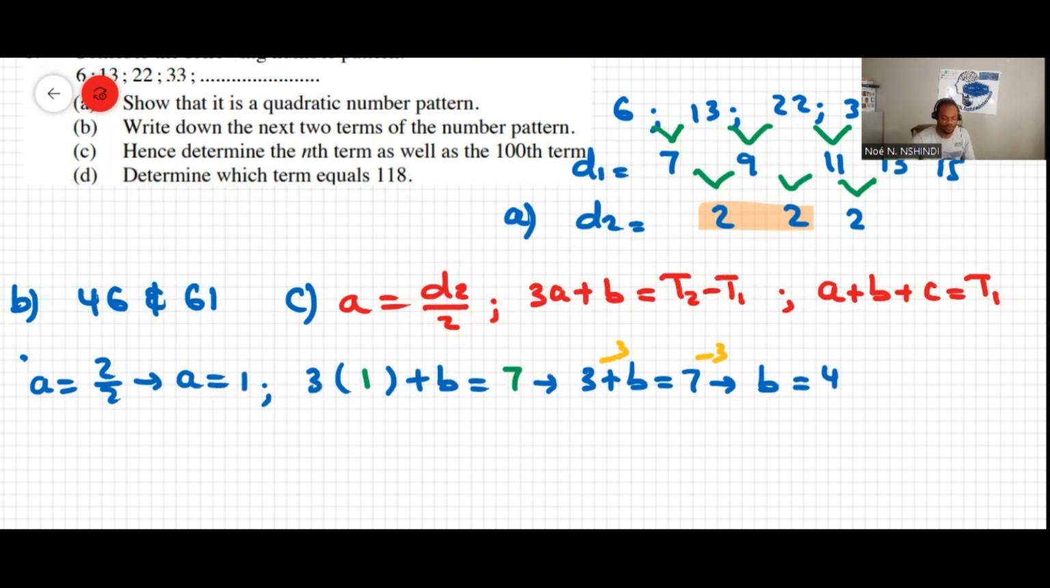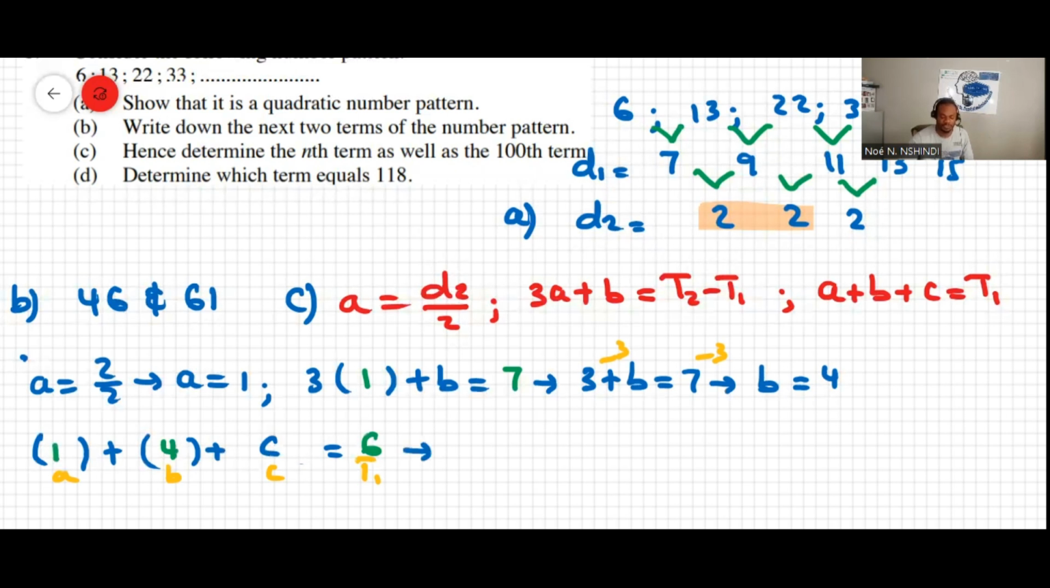And then also A plus B plus C equals T1. This is like A, B, C, and then T1 there. T1 is the first term, which was 6. So A, we did find that A was 1, and then B, we found it to be 4, and then C is just the unknown here, so C equals 6.